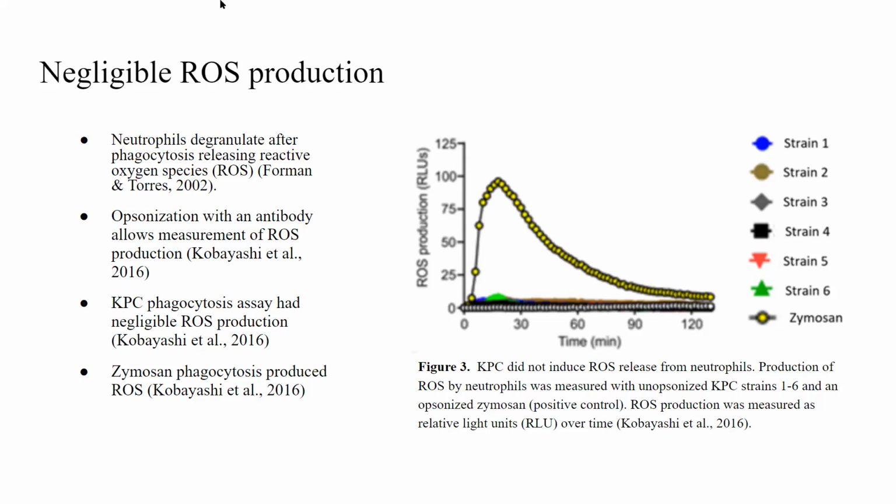So here in figure 3 is a graph showing ROS production, ROS meaning reactive oxygen species, over time. So there were again 6 KPC strains that were used and compared with a zymosan control. And zymosan is just a component of a yeast cell wall. So we can see here that ROS production for the zymosan was increasing over the first 30-minute interval. However, the 6 KPC strains showed negligible ROS production. These results are actually consistent with the previous slide showing the phagocytic index, because if there's no phagocytosis happening due to their resistance to it, then we wouldn't expect to find elevated levels of reactive oxygen species.